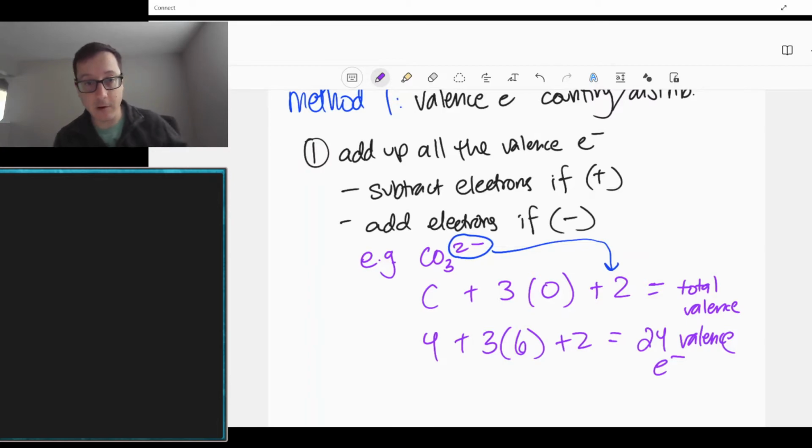So remember, the group on the periodic table tells you how many valence electrons you have. So carbon, group 4 or 14, depending on your periodic table, has 4 valence electrons. Oxygen in group 6 or 16 has 6 valence electrons. And then we have to add 2 because we have a -2 charge here. So you will need to add or subtract electrons as necessary if you have a positive or negative charge. All right, so that's step 1.